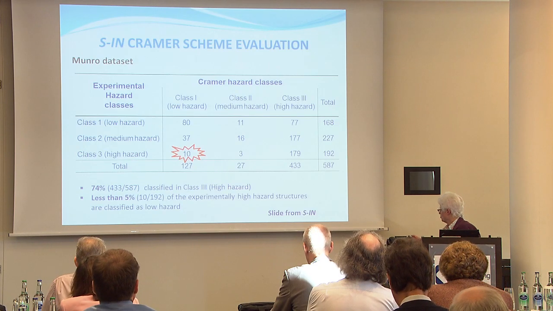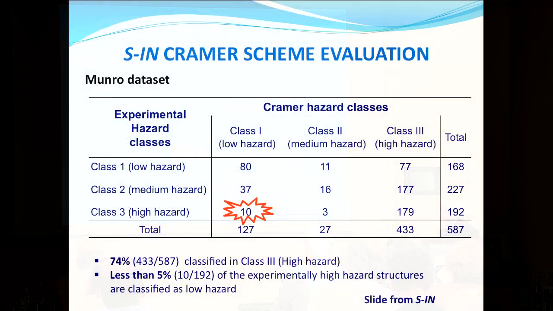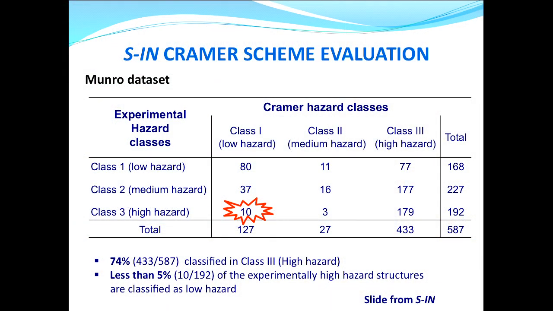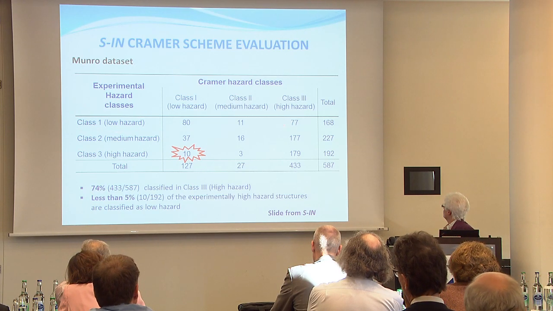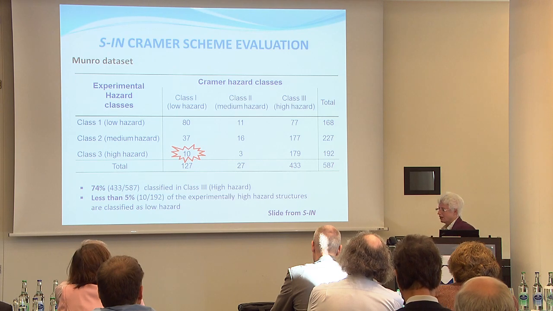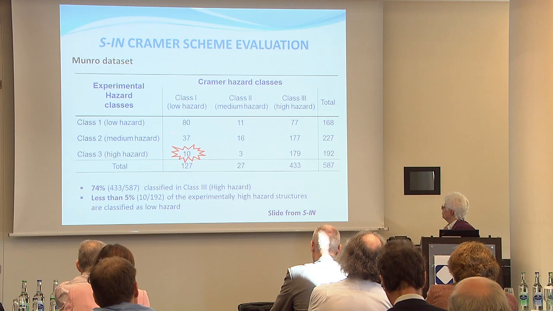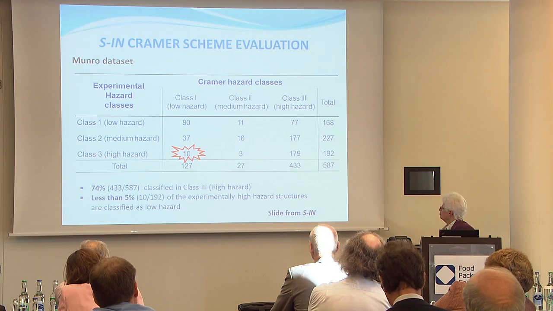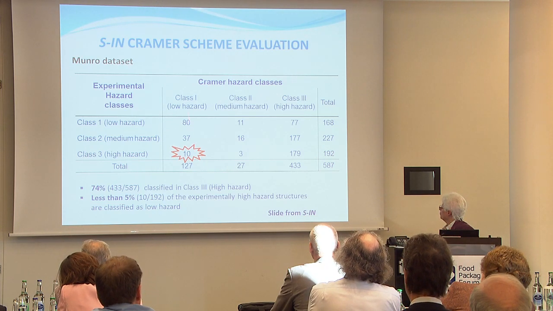And then, using those three experimental classes that they defined, that you can see on the previous slide, they then compared this classification with the Cramer classification. So if we look at this column, 80 substances in the Munro database come out as experimentally low hazard and also are class 1. But it's interesting that of class 1 low hazard, quite a lot of them are classified by Cramer as high hazard, and this is a feature of the Cramer decision tree. It tends to be very conservative, and regulatory advisors and regulatory bodies like that. They want a very conservative system. The problem area is this one here, where you can see that things experimentally which ought to be considered as high hazard, 10 out of 192 were actually classified by Cramer as low hazard.